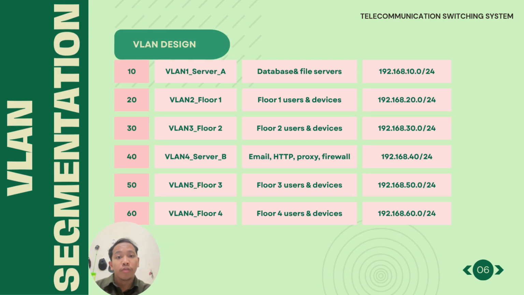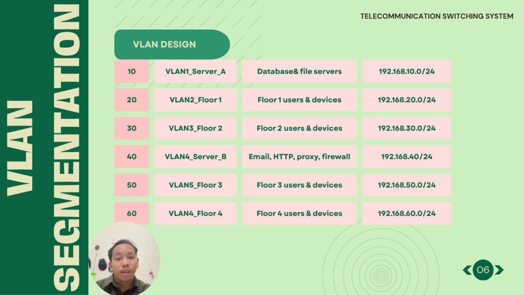Next, I will explain the VLAN design used in our network. To improve network performance, security and management, the network is divided into 6 different VLANs, with each VLAN assigned to a specific department or function. VLAN 10 is dedicated to database and file servers using the IP network 192.168.10.0. VLAN 20 is assigned to floor number 1 users and devices with the subnet 192.168.20.0.